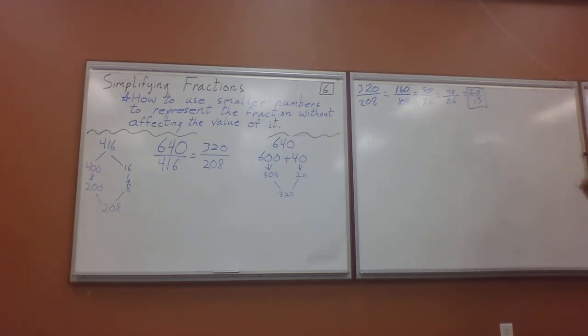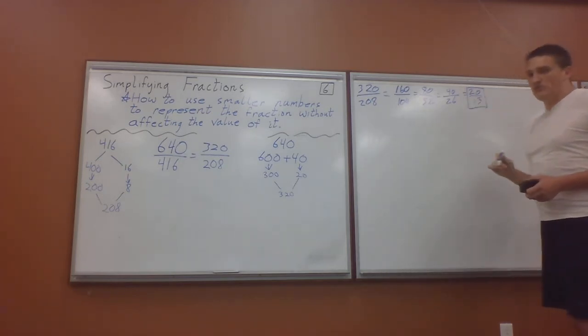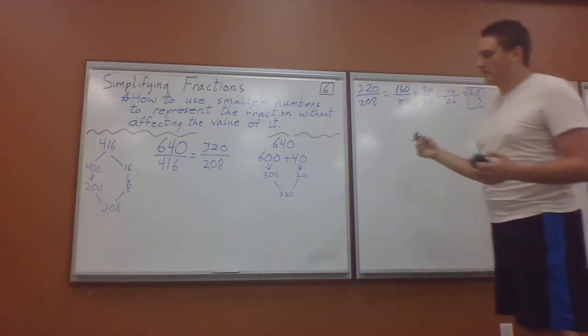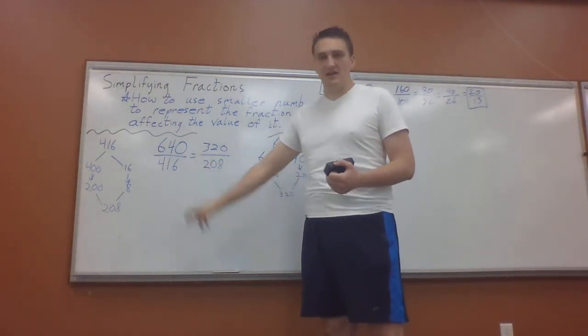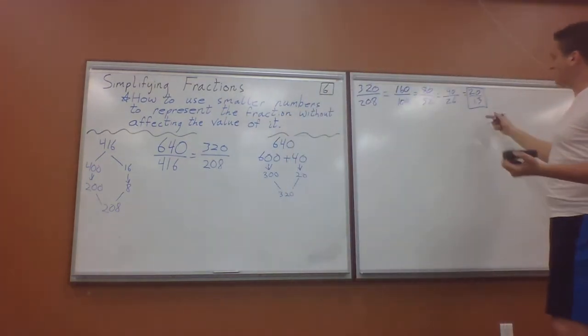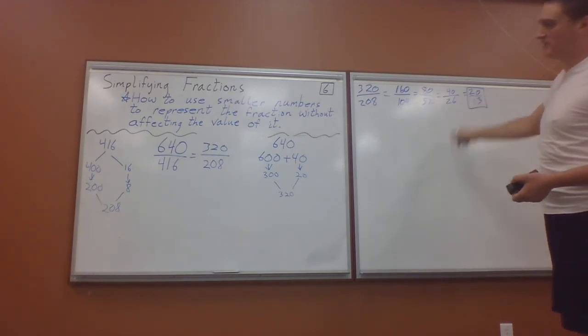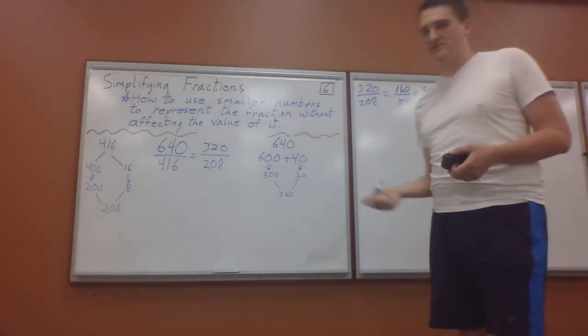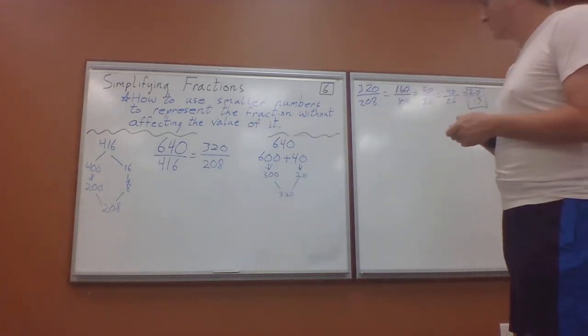So how can I check to see that this is the same value, that I simplified correctly? Well, if I put 20 divided by 13 in the calculator, I should get the same number as if I put in 640 divided by 416. And if I were to have to do long division, I'd much rather do long division of 20 divided by 13 than 640 divided by 416. I'm going to get to the answer a lot quicker.